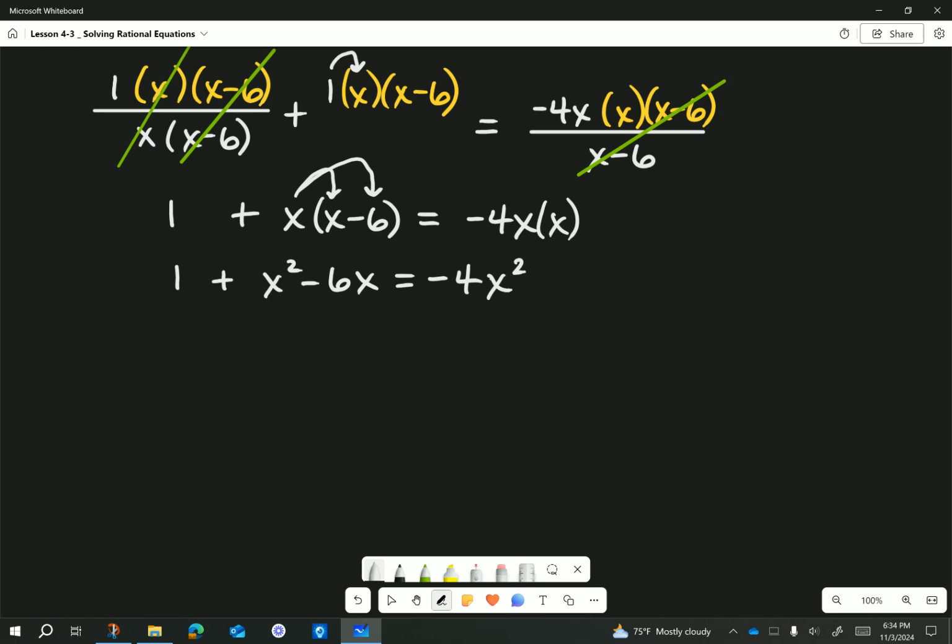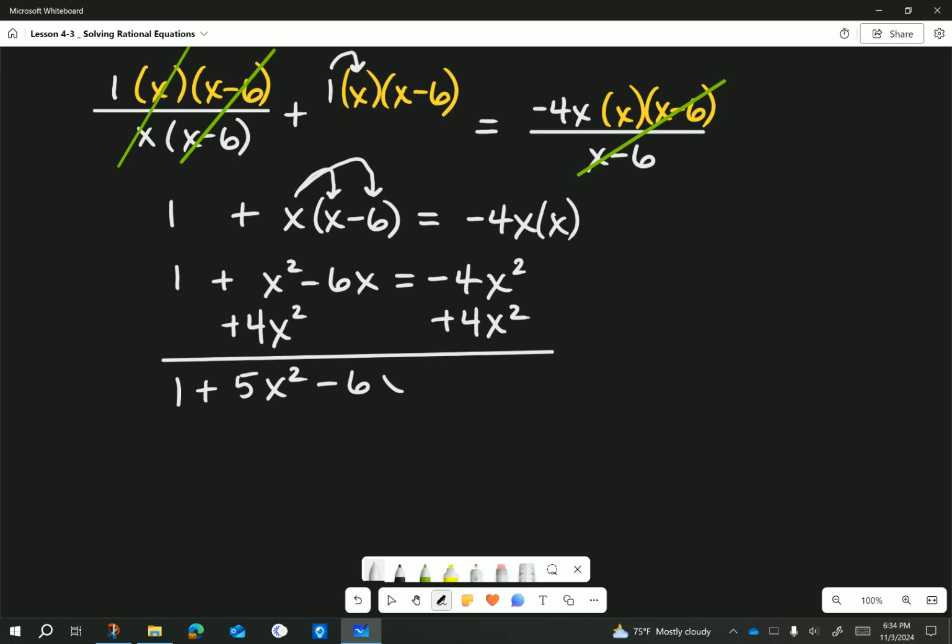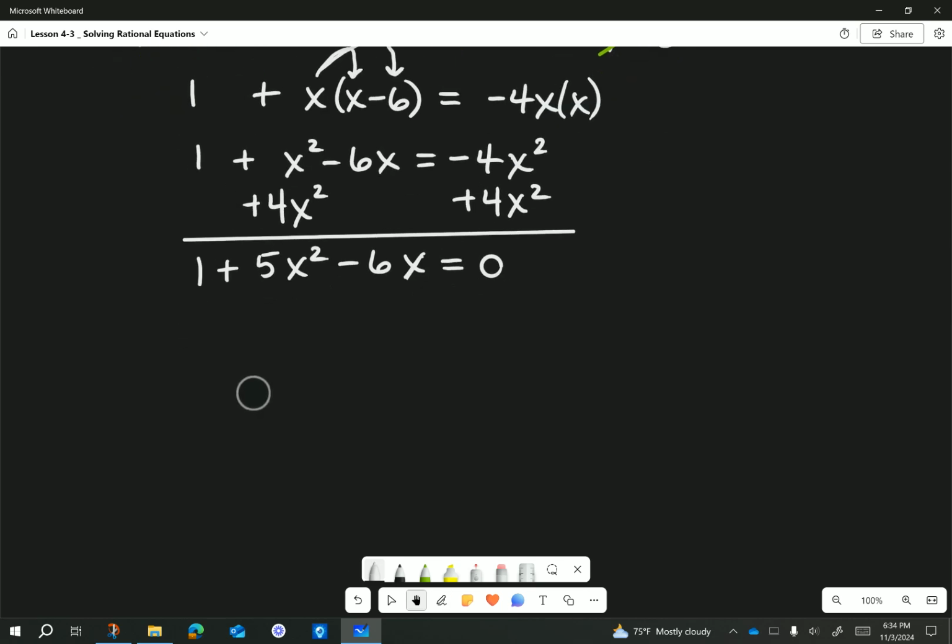So again, we notice that we have some x squared terms, right? And when you have x squared terms, we know that we need to set equal to 0. So I am going to move that negative 4x squared over to the other side so it adds with its other like term. And that way, now my problem is going to be equal to 0. So positive x squared and 4x squared makes 5x squared. And now we have it equal to 0.